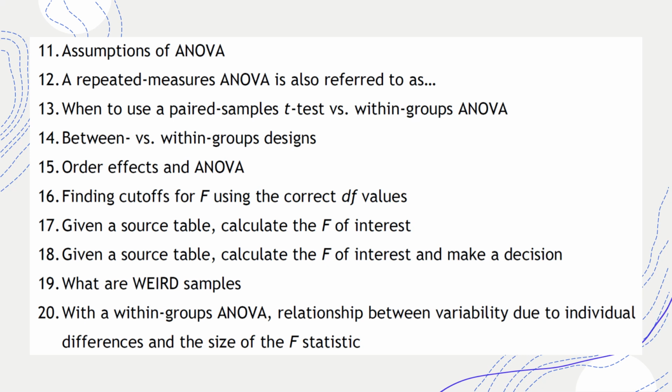Number 11, assumptions of ANOVA. This is one of those questions that wants to know which one is not an assumption of ANOVA. As long as you know what the assumptions for the ANOVA are, you should be in good shape. Number 12, a repeated measures ANOVA is also referred to as, and that's your within groups, because you're measuring the same ones over and over. So, within groups or repeated measures.